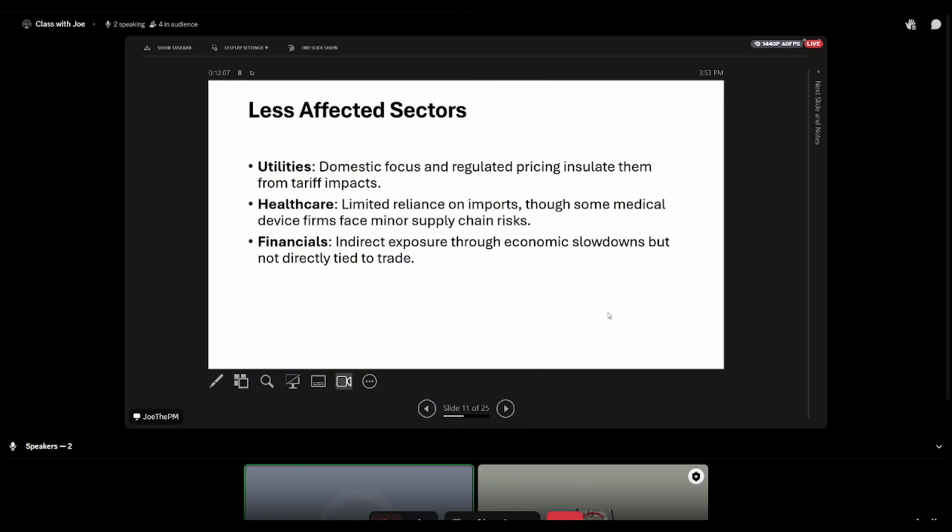All right, the least affected sectors are obviously going to be the utilities. We're not producing power for other countries. You've got healthcare, with limited issues here. I would obviously be wary of healthcare right now just because of RFK and who knows what in the world he's going to do to healthcare. And financials should have less indirect exposure.